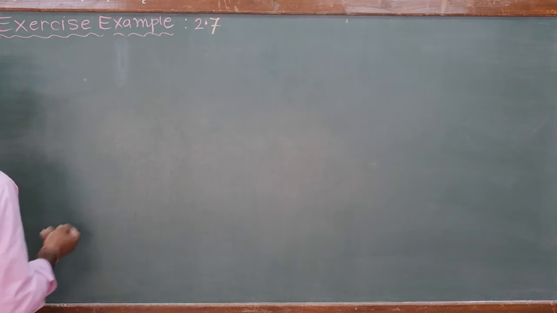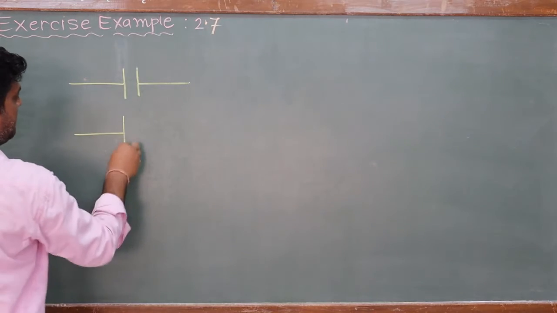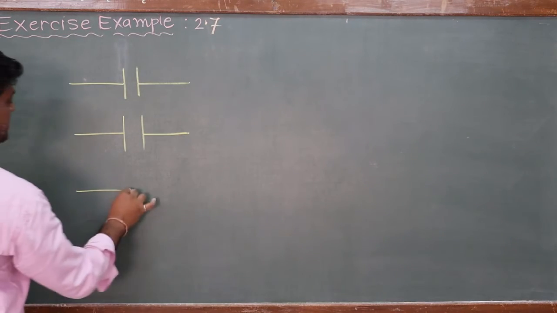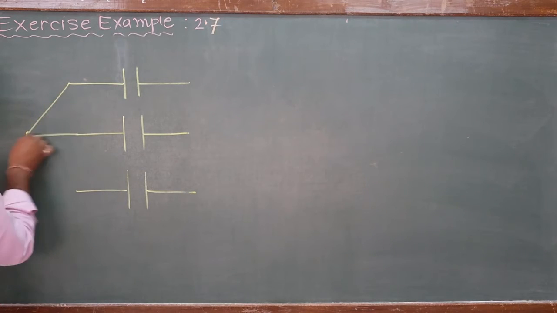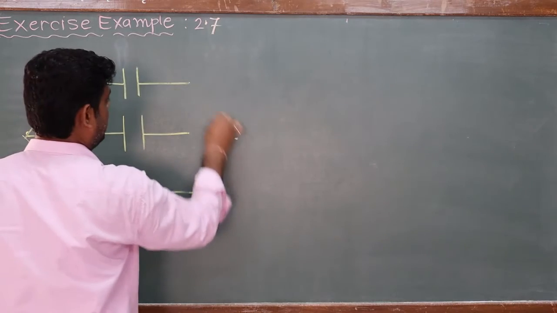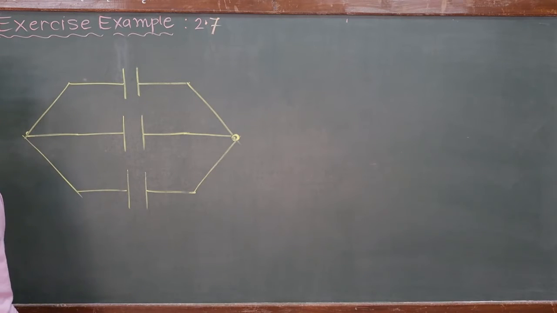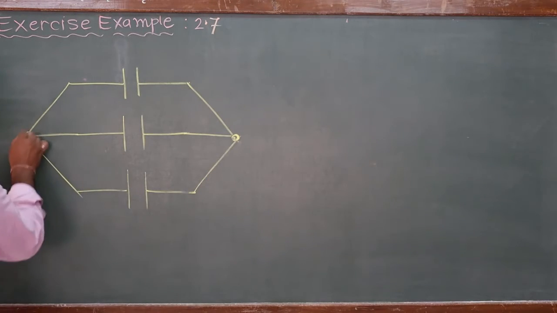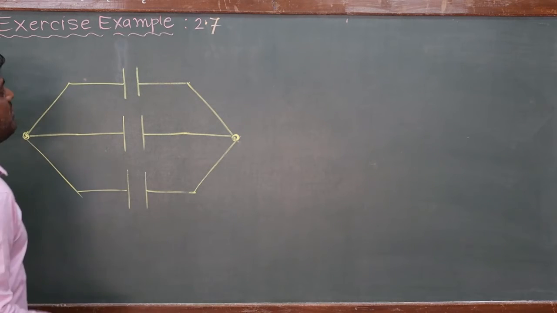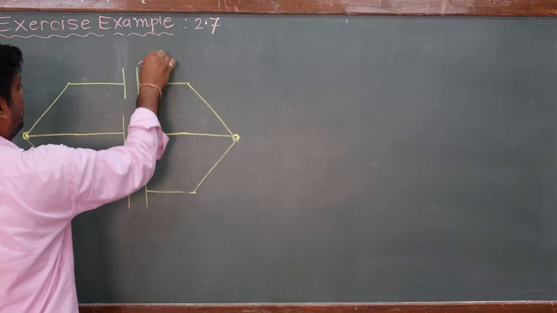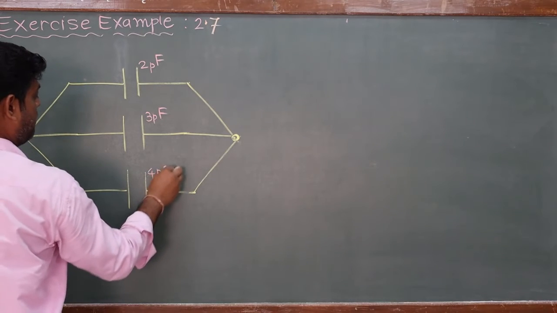They are connected in parallel. First of all, we will draw the diagram. See, this is the first capacitor of 2 picofarad, second capacitor of 3 picofarad, third capacitor of 4 picofarad. They are connected in parallel. So all the ends on the left are connected at one point, and all the ends on the right hand side are connected at one point, right? So what is the equivalent capacitance of this combination?